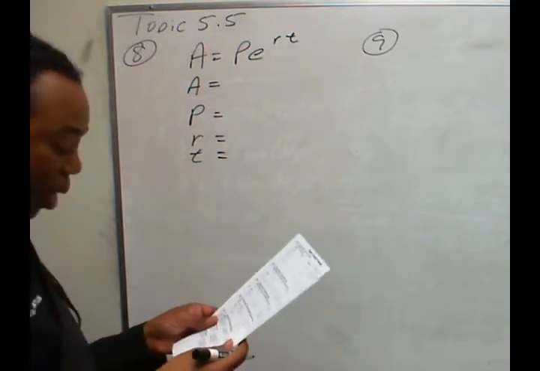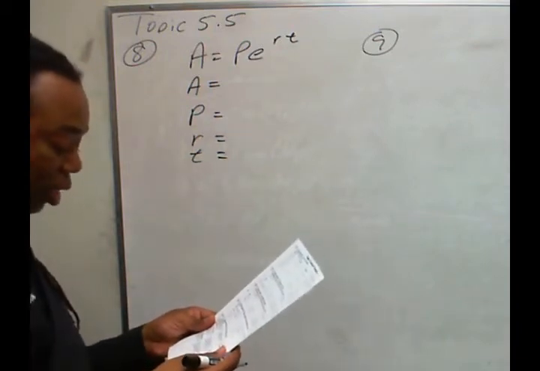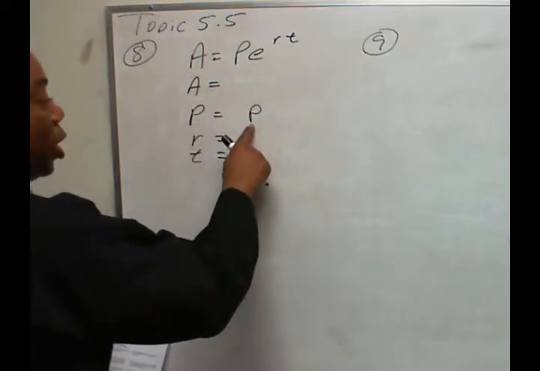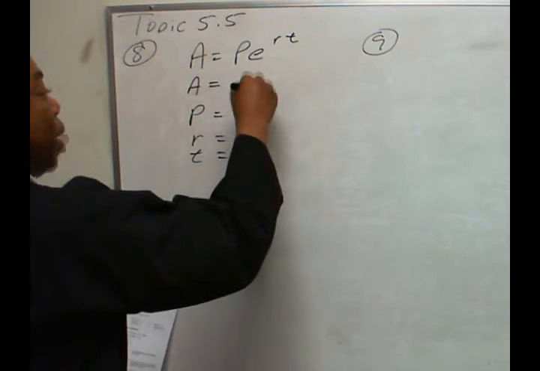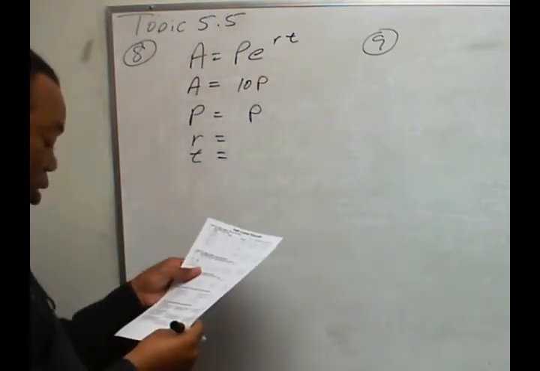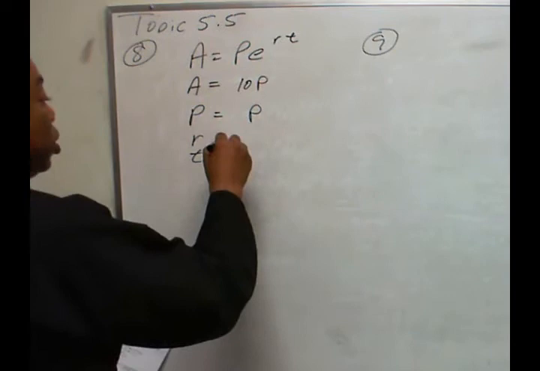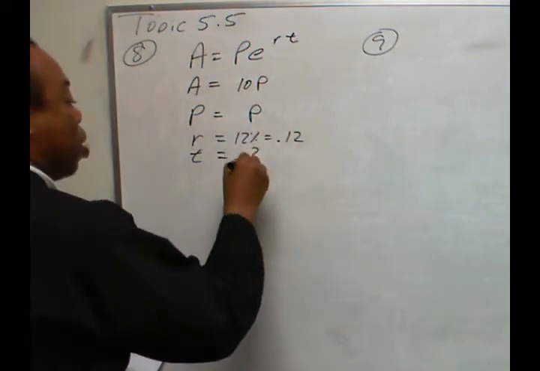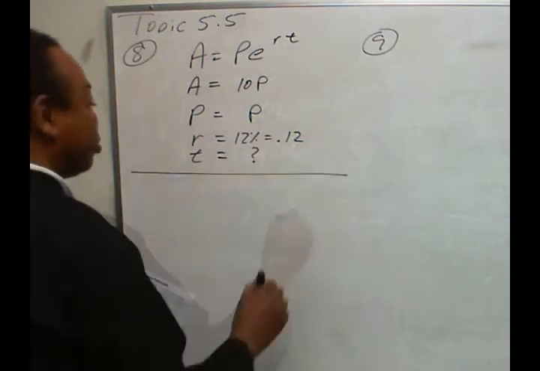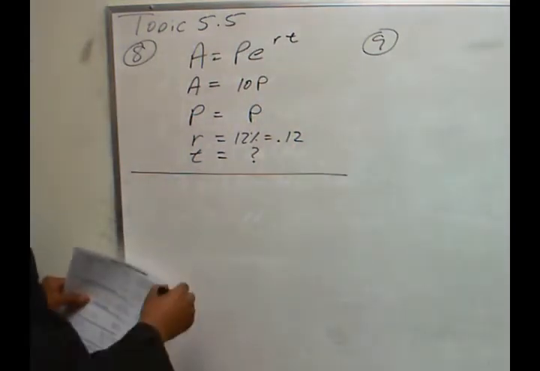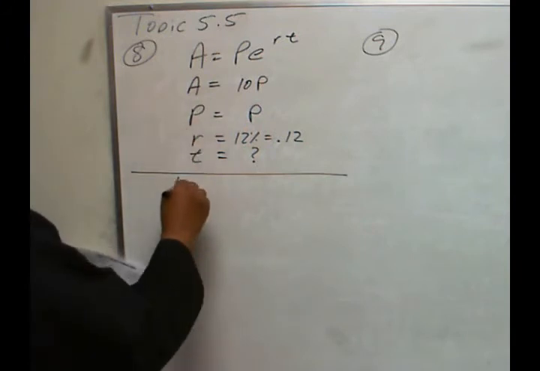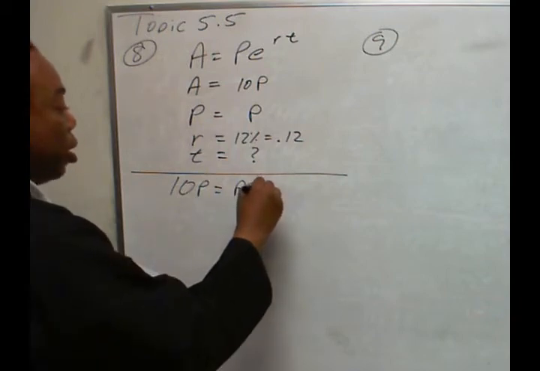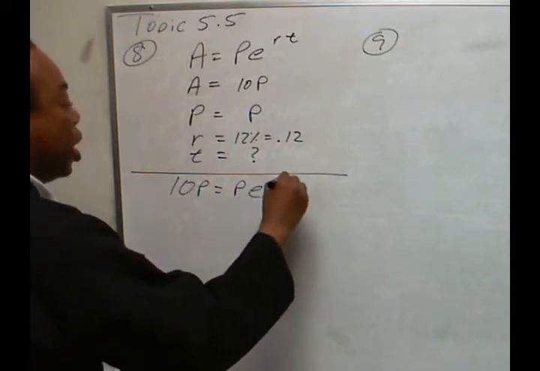So, our final amount, we're trying to see how long it takes to make 10 times your investment. While investment is represented as P, 10 times that amount will be 10P. The rate will be 12%, which we'll use 0.12, and we're looking for the time. Okay, so this will be 10P equals P e to the 0.12 T.